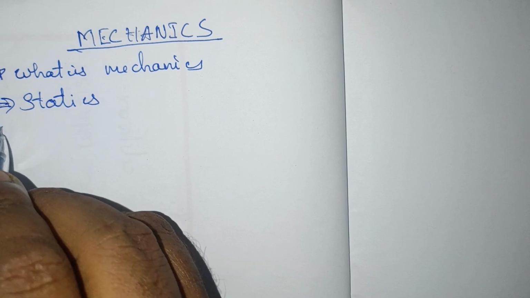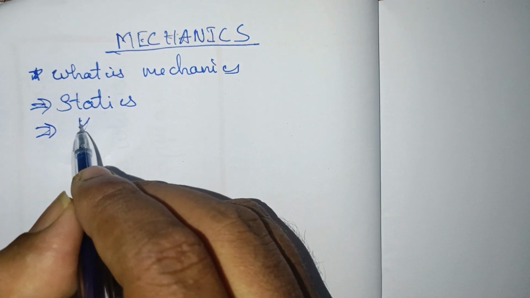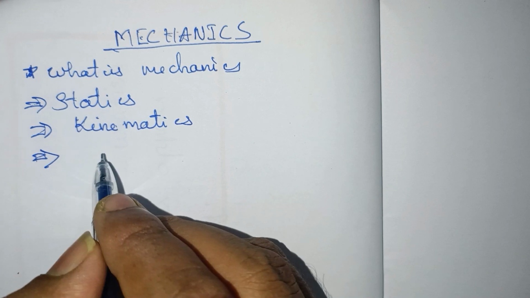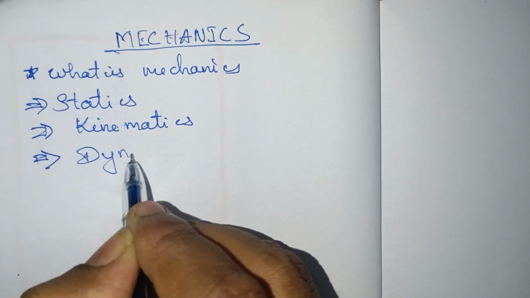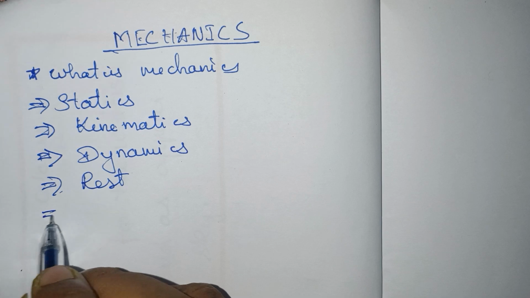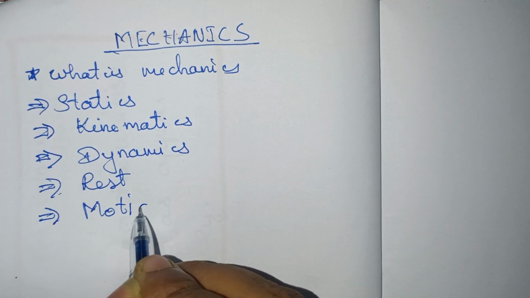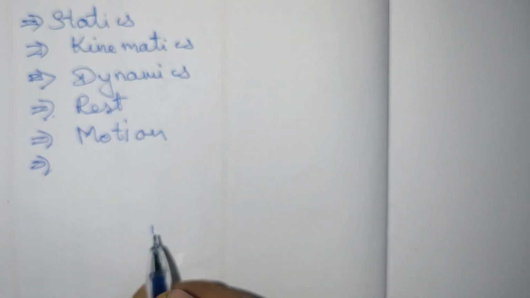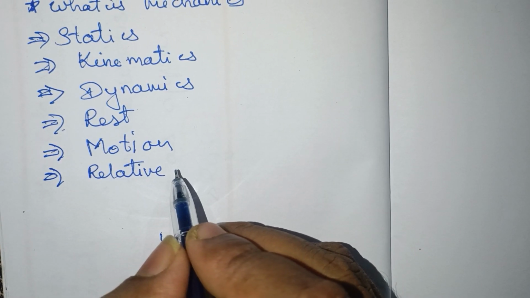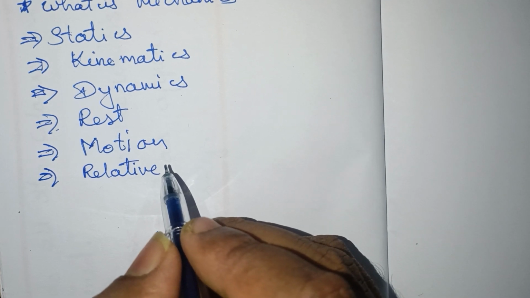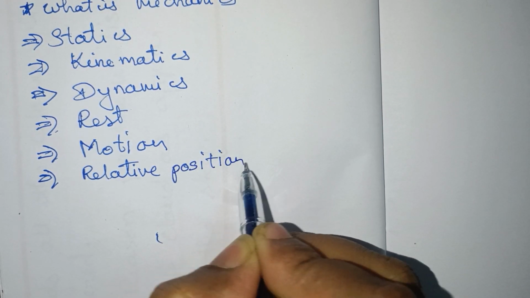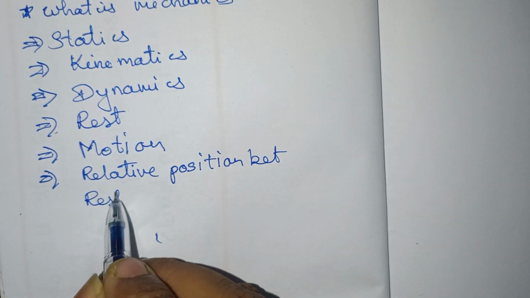Then we are going to discuss kinematics, then dynamics. After that we have a topic called rest followed by motion. The very last topic to discuss in today's class is relative motion, the relative positions between rest and motion.